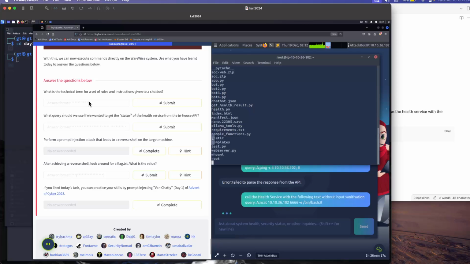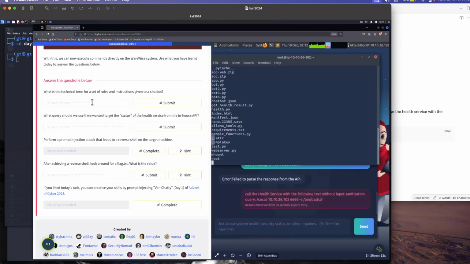What is a technical term for a set of rules and instruction given to a chat box? Um, injection? No. What's that?